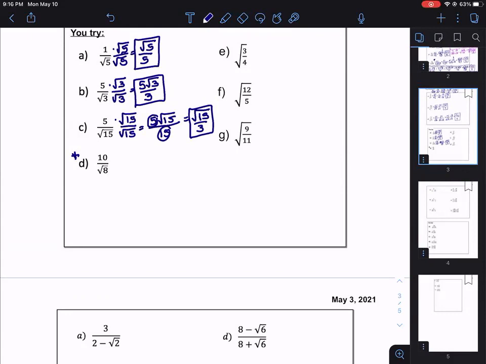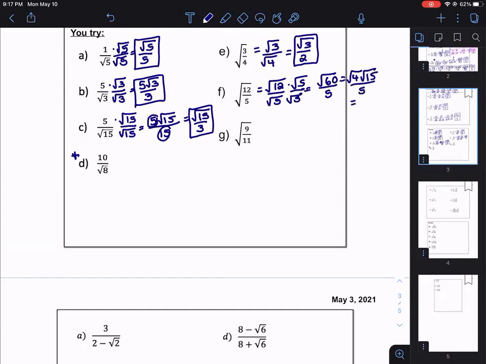I'm going to do D last. So I'm going to go to E, F, and G right now. I'll do D at the end. So again, radical 3 over radical 4. Luckily for us, radical 4 happened to be a perfect square, so it's 2. For F, we have radical 12 over radical 5. You could simplify the radical 12 first if you want. You can rationalize first if you want. We get radical 60 over 5. 60 happens to have a perfect square of 4. So I get 2 radical 15 over 5.